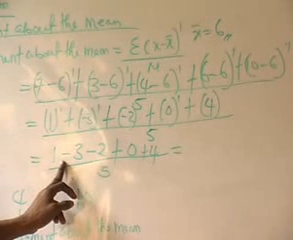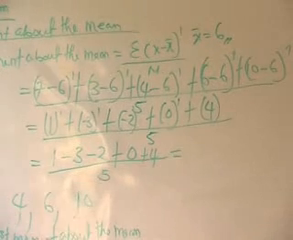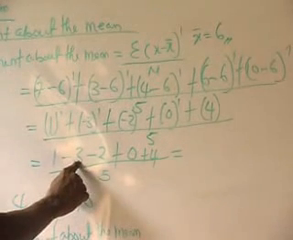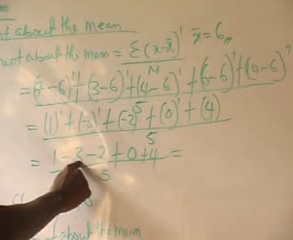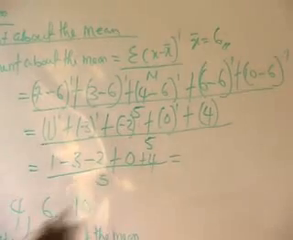Plus and minus is minus. So whenever two signs come together, the answer is always negative. Now here, use your calculator: 1 minus 3 minus 2 plus 4 plus 0 plus 4. The answer equals what?